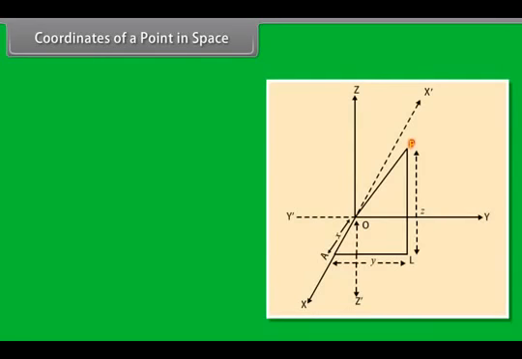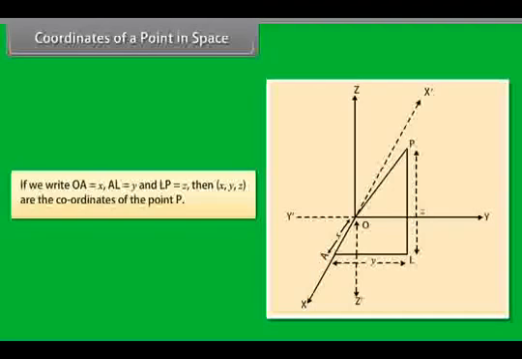Coordinates of a point in space. Let P be any point in space. Through P, draw perpendicular PL on XY plane meeting this plane at L. Through L, draw a line LA parallel to OY cutting OX in A. If we write OA = X, AL = Y, and LP = Z, then X, Y, Z are the coordinates of the point P.